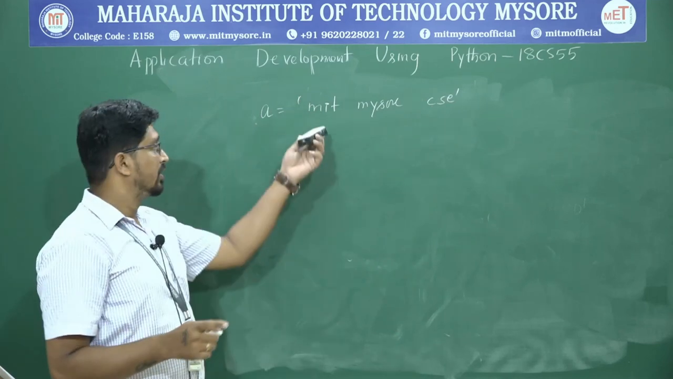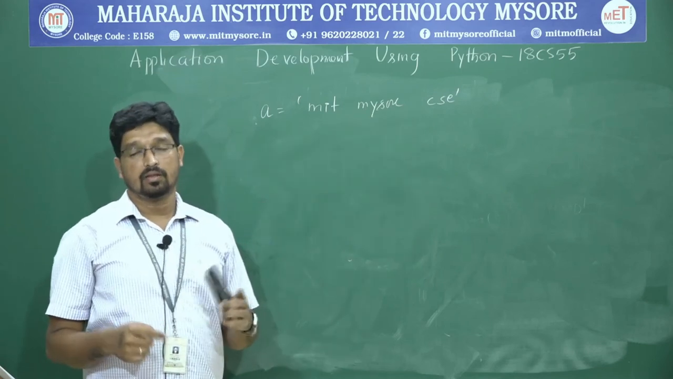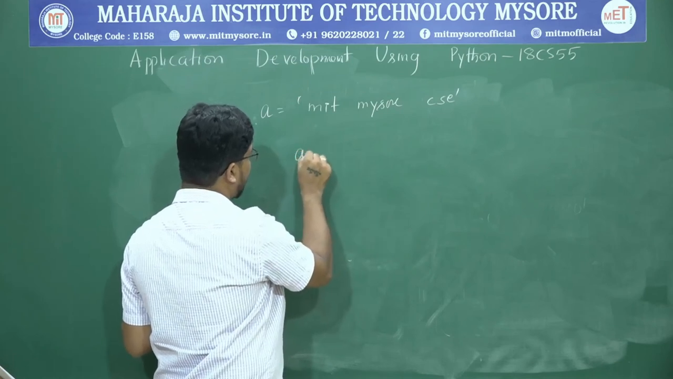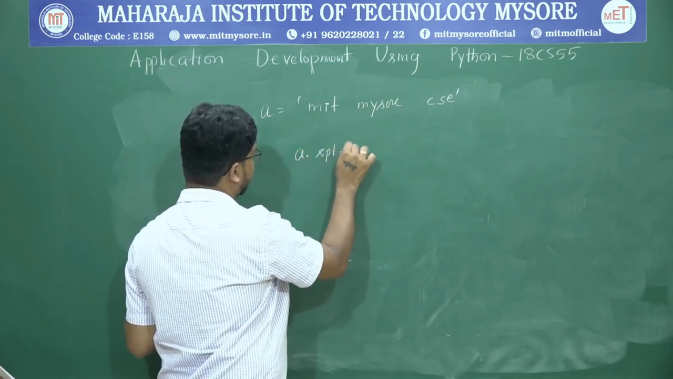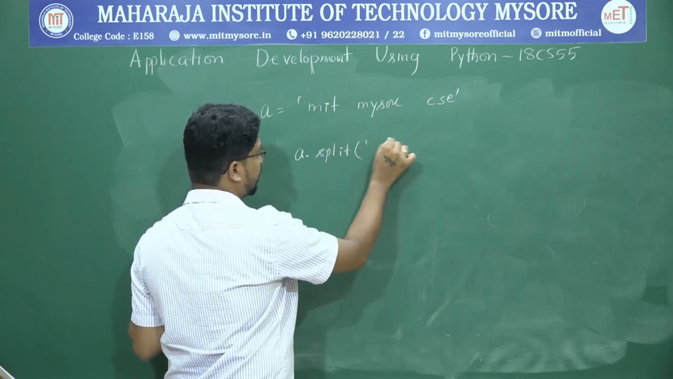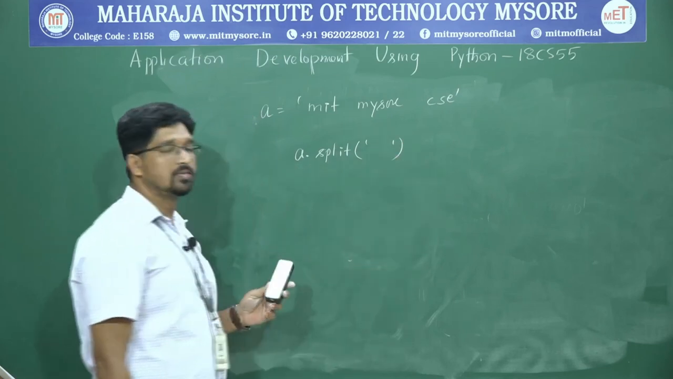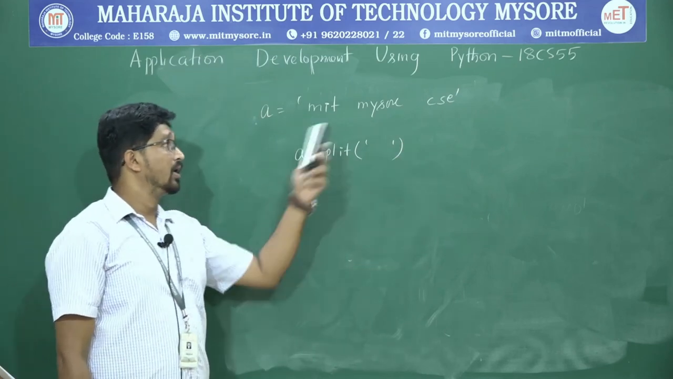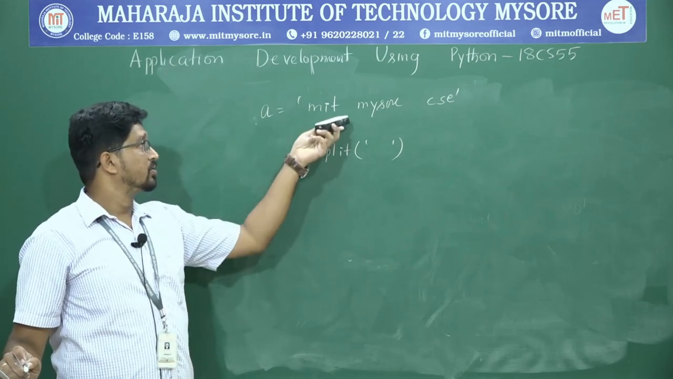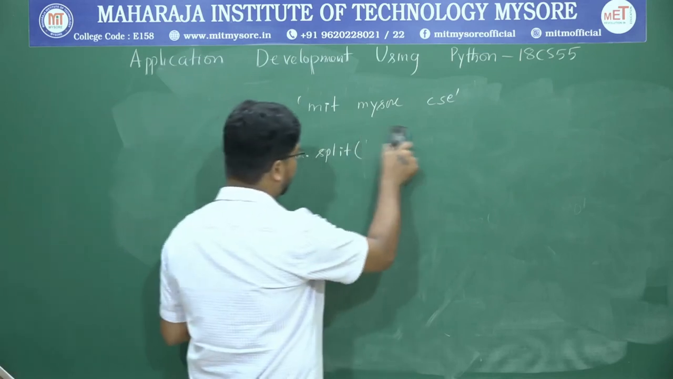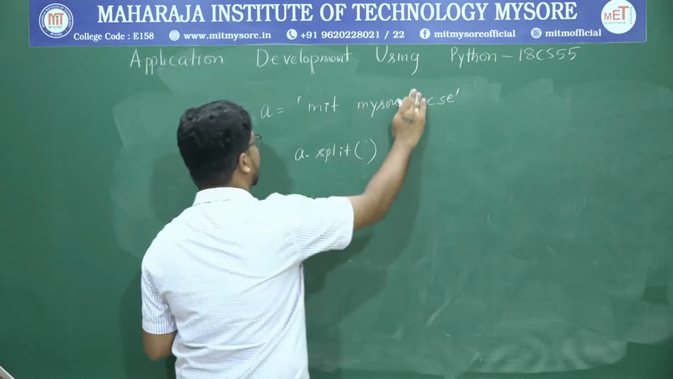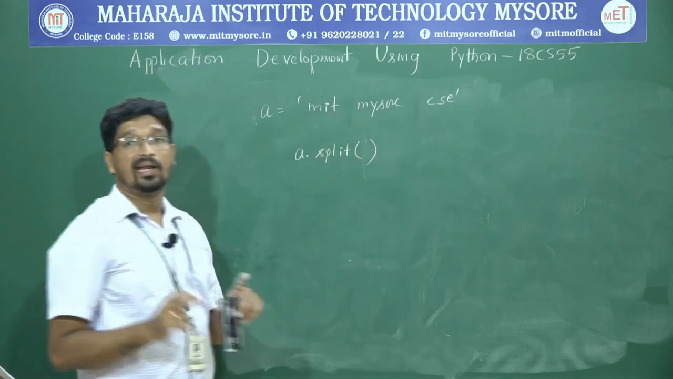If you want to split this particular string, then you can say there are three words. If you want to split, then you can say A dot split. If you want to split by space, then simply pass the space symbol. If you don't pass anything, A dot split by default will split the string by spaces. So you will get a list of strings.